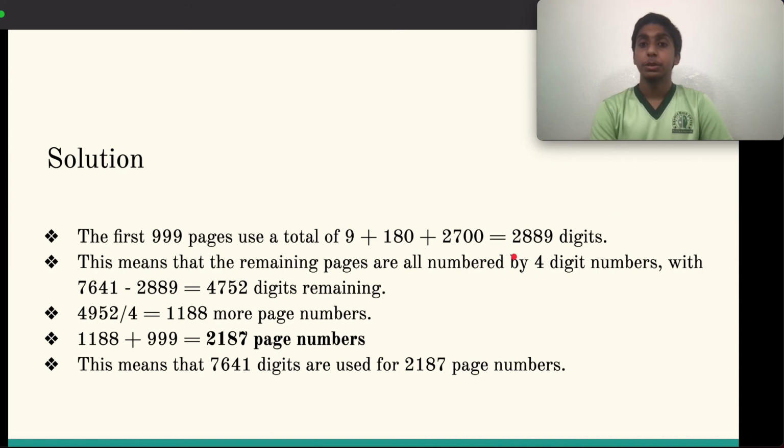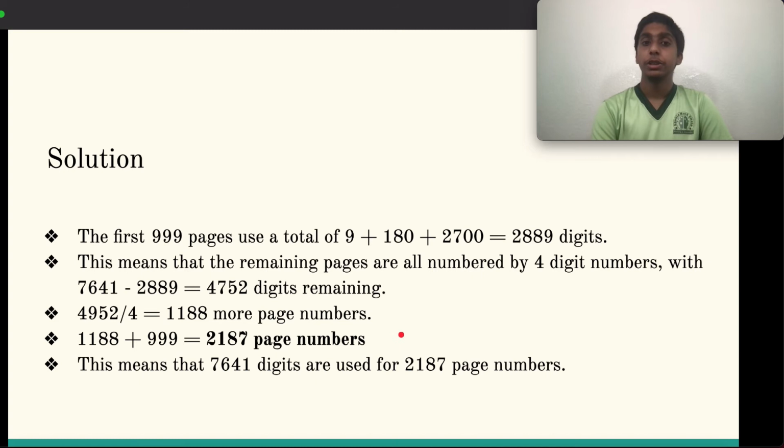So again, we have our digits. This is how many digits are used. However, they're asking how many page numbers there are, and we know that's just 999 pages. So when we add that up, 1,188 plus 999, we're going to get 2,187 page numbers. So this many digits, 7,641 digits, are good for 2,187 page numbers.